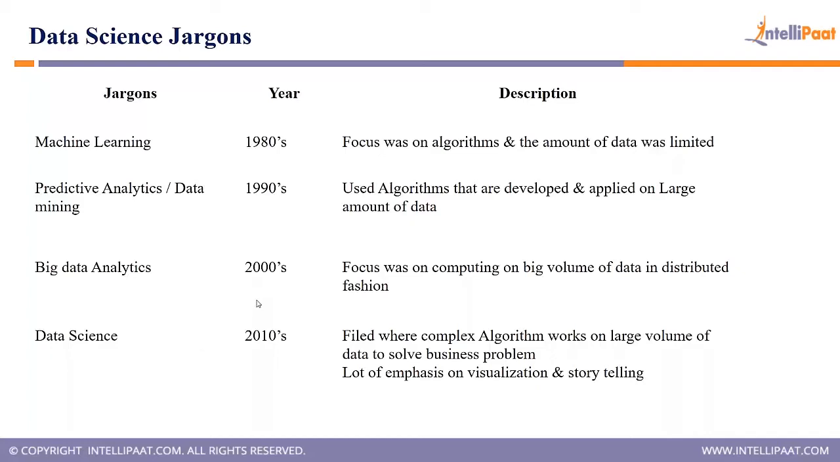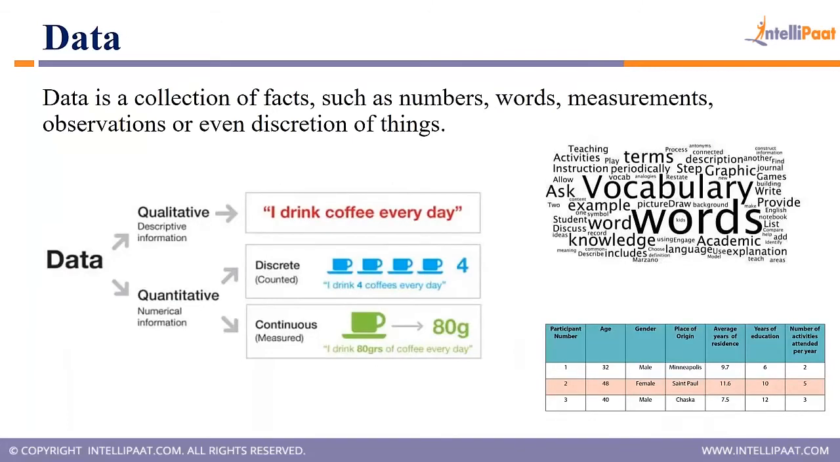So these are some of the jargons which we can focus on. Now let's talk about what actually the data gathered in those decades was, right? Let's see what the data actually was. Data is a collection of facts such as numbers, words, observations, measurements, or even descriptions of things, right? So it can be anything, probably a number, a word, a comment, or video data. The entire thing that makes a piece of information is what you can call data, right?